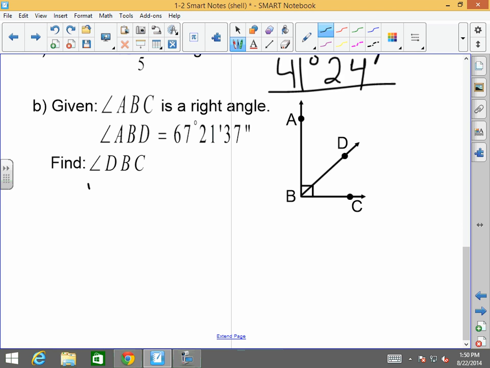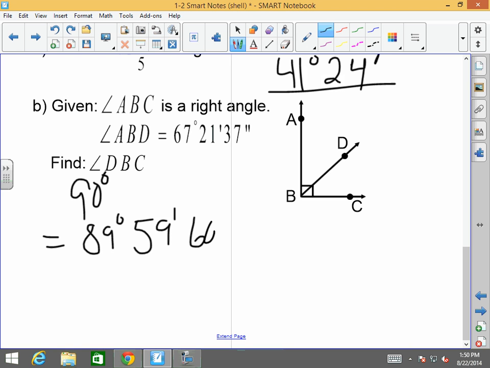So we've got 90 degrees, which we can convert into degrees, minutes, and seconds. So let's do that. It would be 89 degrees, 59 minutes, and 60 seconds.